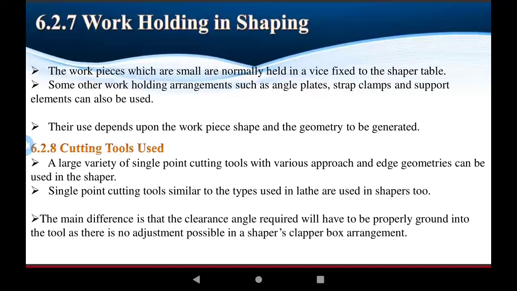The cutting tool uses a large variety of single point cutting tools, and various approaches and geometries can be used in the shaper machine.